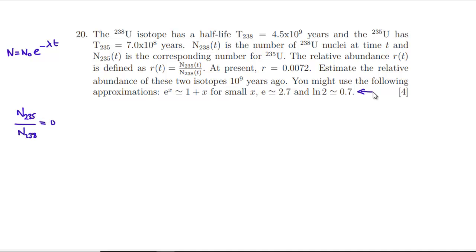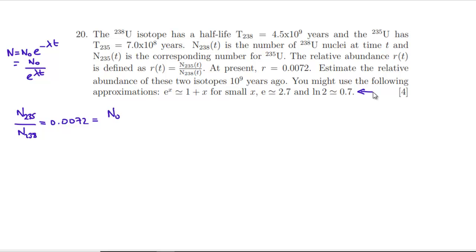That's at present 0.0072. So let's write it out this way just so we can see more clearly what's happening. We need to divide this for 235 by the one for 238.